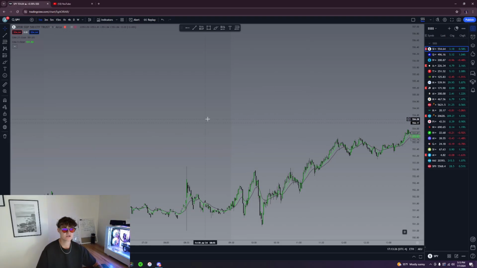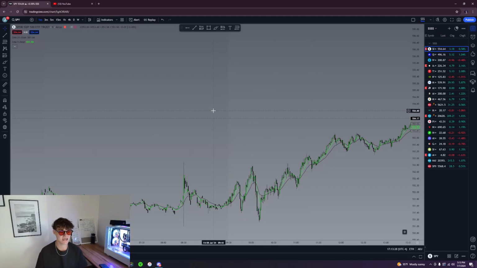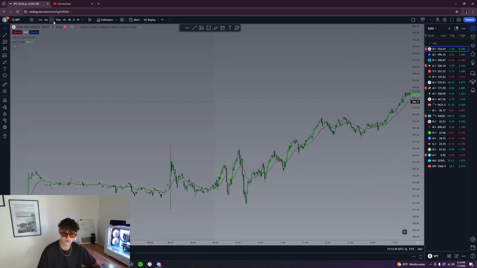Does that make sense? So basically, it's an indication of the trend. When the 9 is above the 21, uptrend. When the 9 is below the 21, downtrend. Above, uptrend, below, downtrend. It's simple. So let's give an example. Let's just go to the 5 minute.